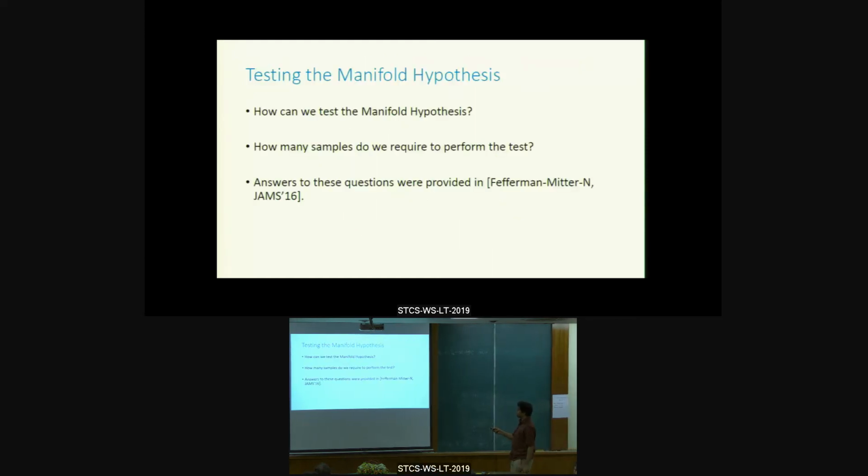Now I'll take a slight detour and talk about even testing the manifold hypothesis. How can we test the manifold hypothesis, and how many samples do we need to perform this test? Answers to these questions are provided in work with Pfefferman and Mitter. It appeared in 2016.